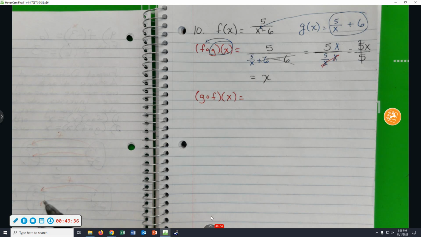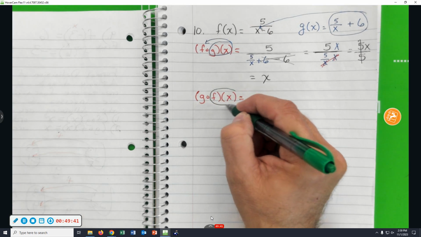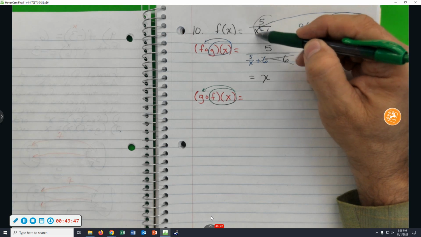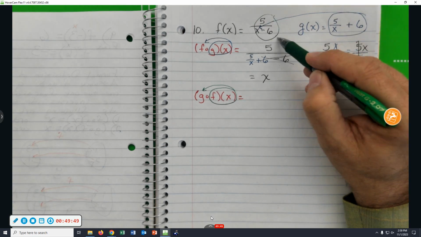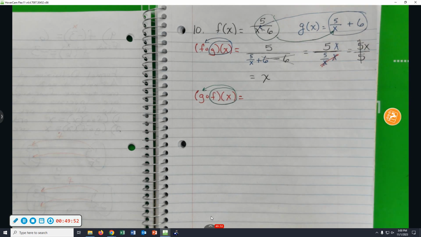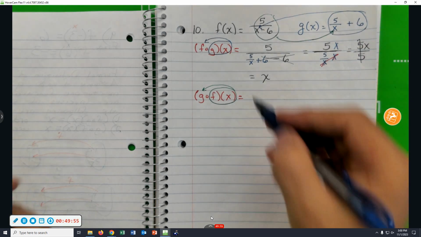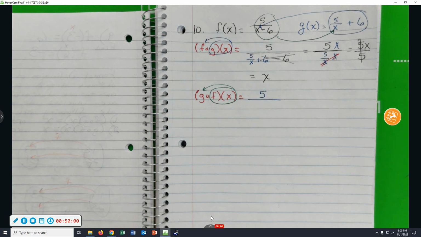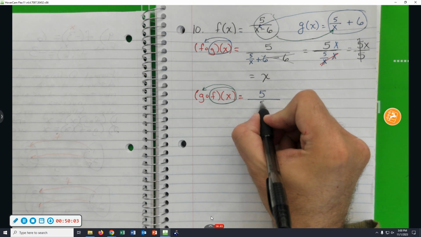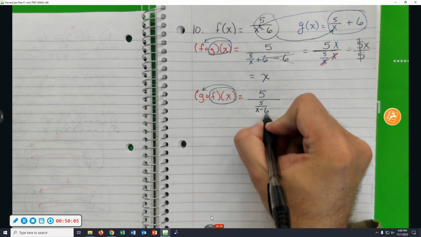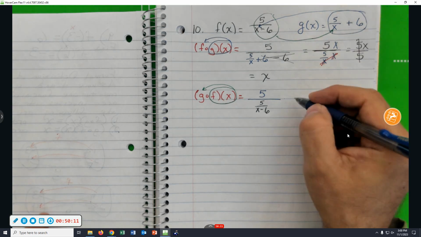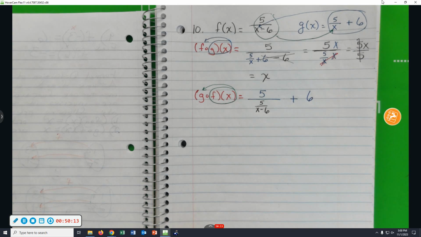So this g of f of x means plug f into g. In place of this blue x, I'm going to put all of this stuff here. So I have the blue 5 over, and in place of that blue x, I'm writing 5 over x minus 6, plus 6. I should have written that right off, probably.